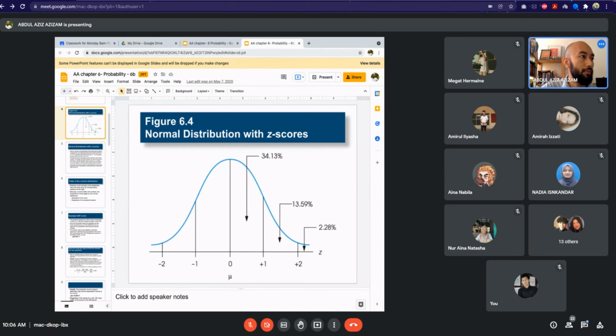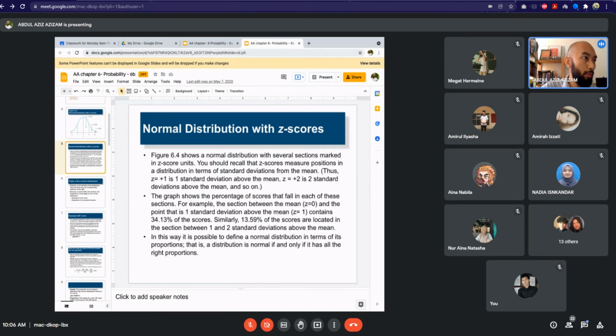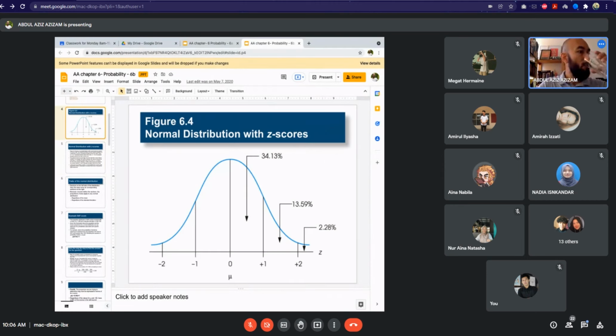This one. Okay. 6.4 shows a normal distribution with several sections marked in z-score unit. Okay, ini z-score unit lah. Plus 1, 2, negative 2, okay. Ni z-score unit lah, nampak lah, z-score unit.